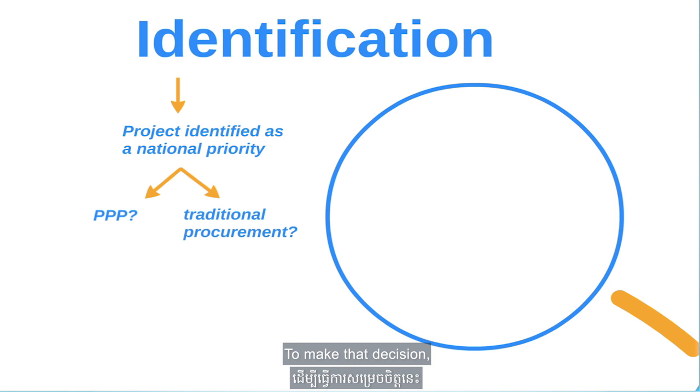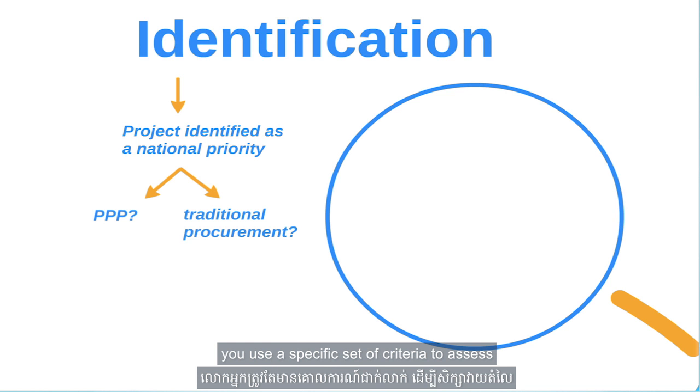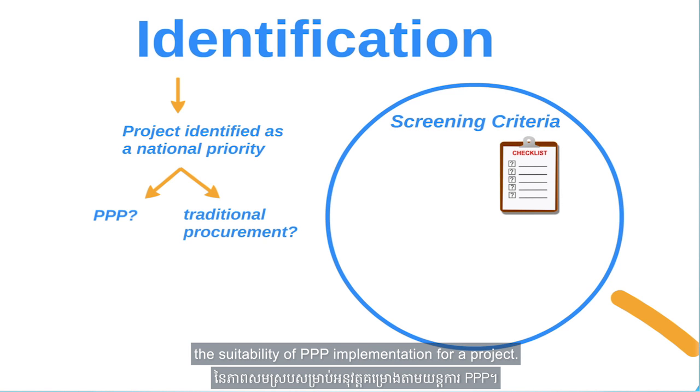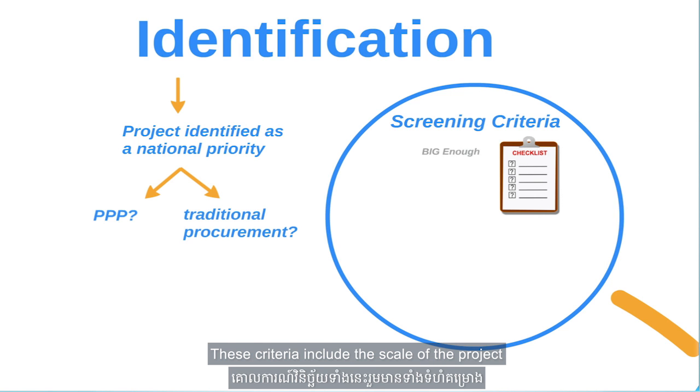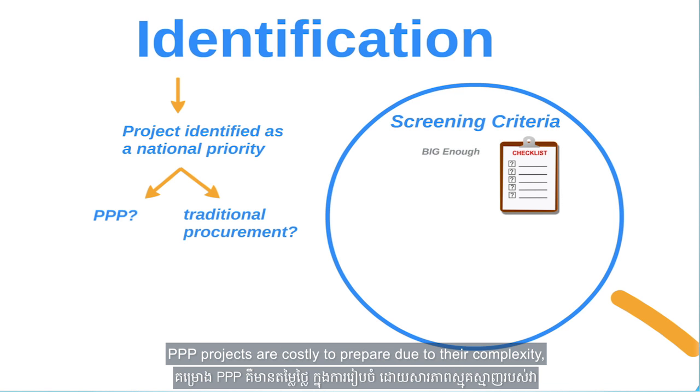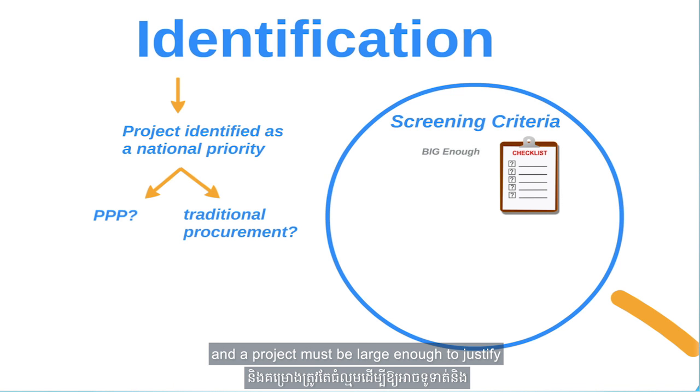To make that decision, you use a specific set of criteria to assess the suitability of PPP implementation for a project. These criteria include the scale of a project. Is the project big enough? PPP projects are costly to prepare due to their complexity. And a project must be large enough to justify the increased transaction costs.